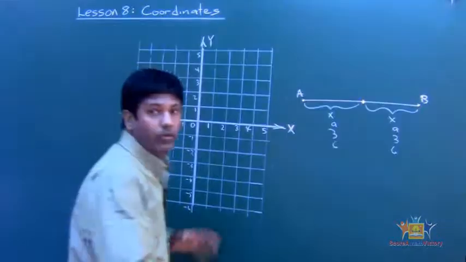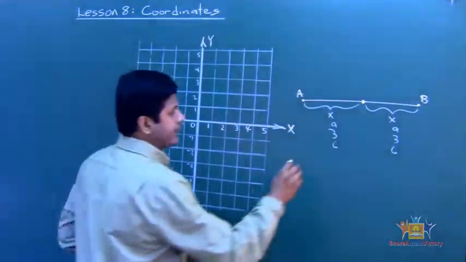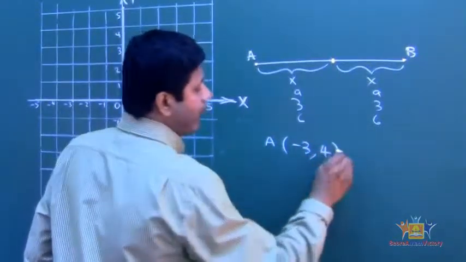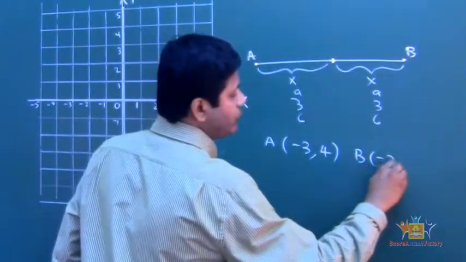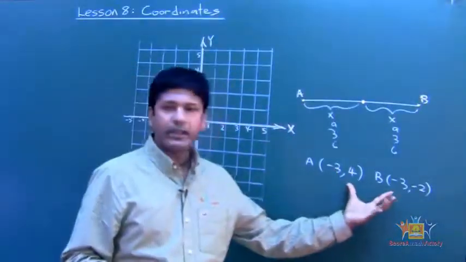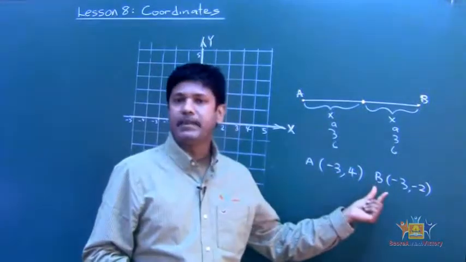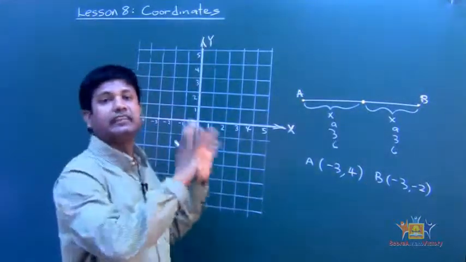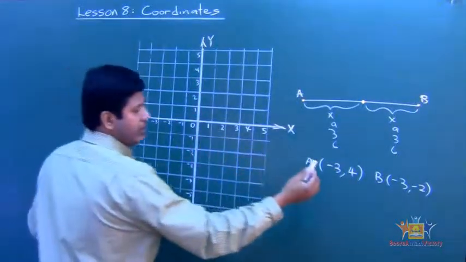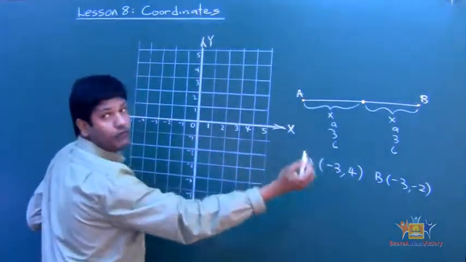Alright, so let Mr. Mac give you a point. Let's say point A is (-3, 4), and point B is (-3, -2). We want to find the midpoint between point A and B. So what do we have to do? First, let's plot them. Let's take point A first. The coordinate for point A is (-3, 4).